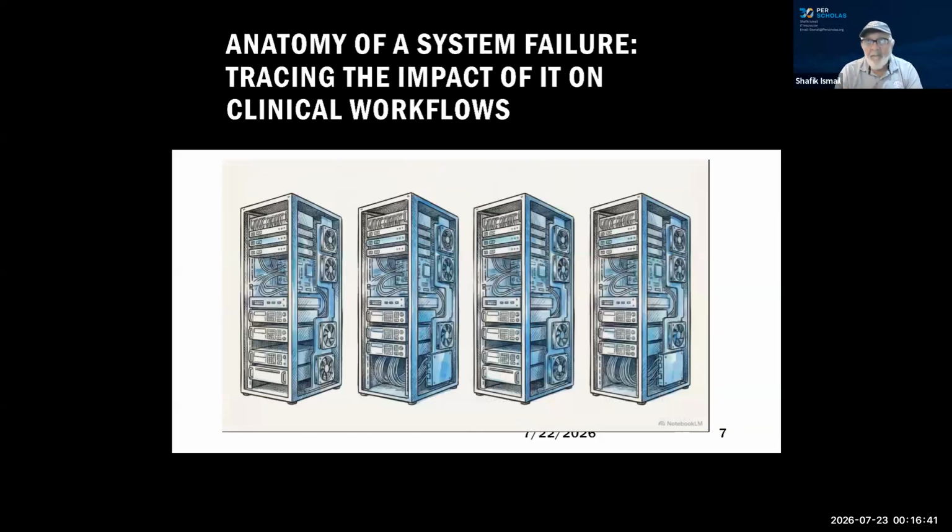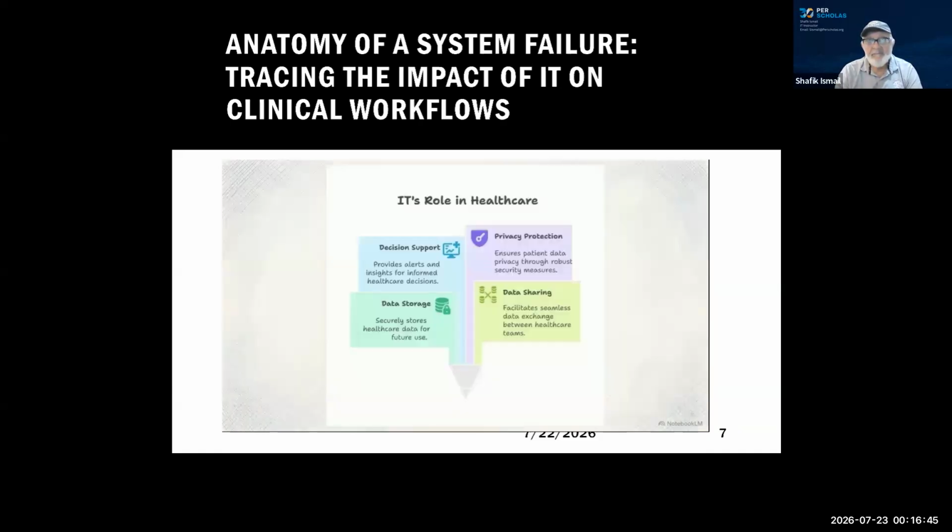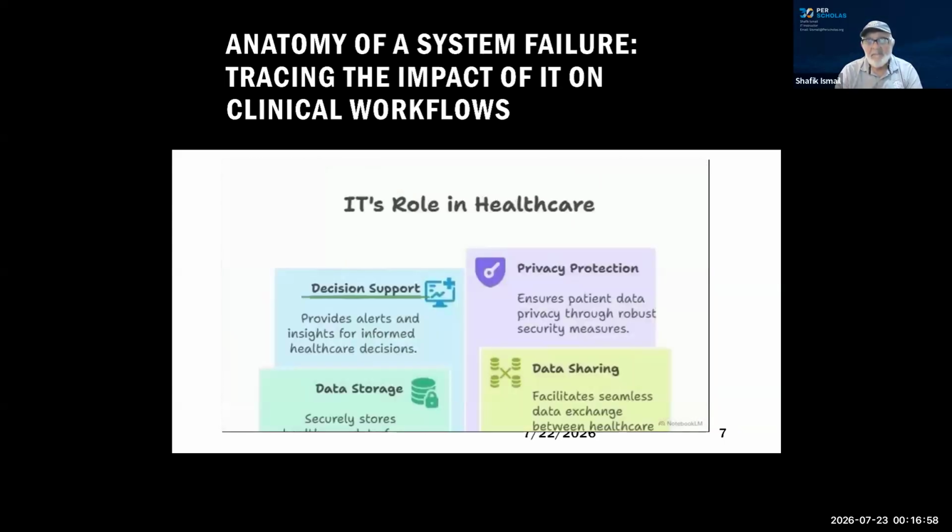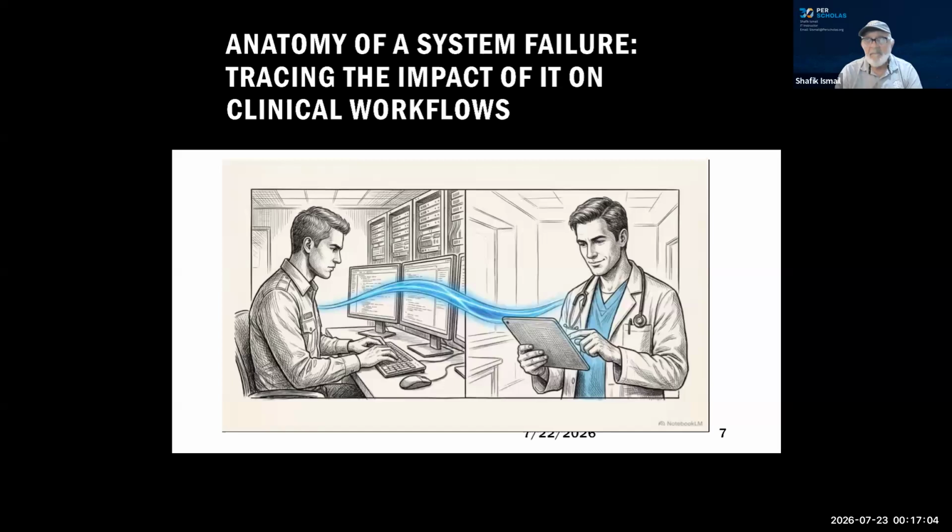This resolution is made possible by the 4 core pillars of healthcare IT. These pillars define how technology supports the ecosystem. Data storage and data sharing provide the foundation, keeping medical history accessible across providers. Decision support and privacy protection serve as guardrails, reducing errors while securing sensitive data. By managing the flow and security of this information, the IT analyst ensures clinicians have the exact data needed to make informed, life-saving decisions.